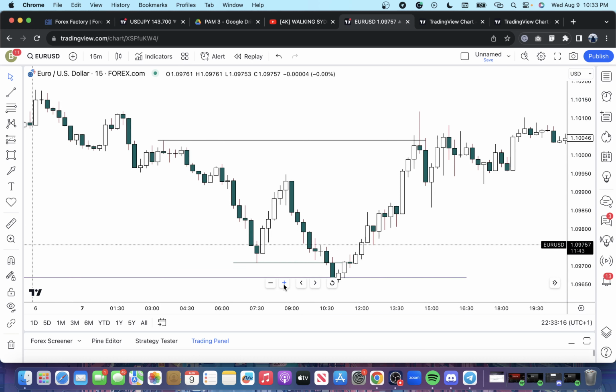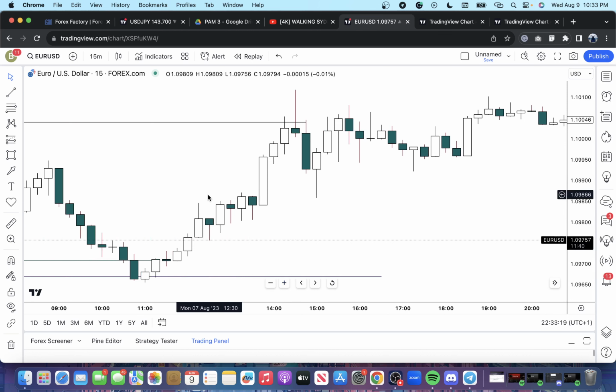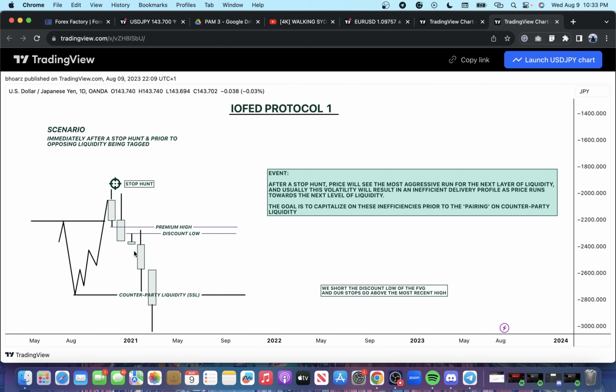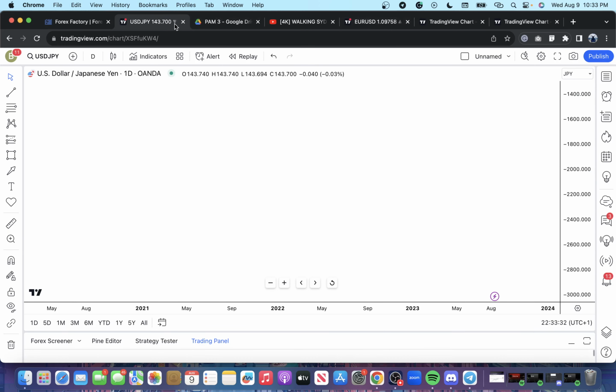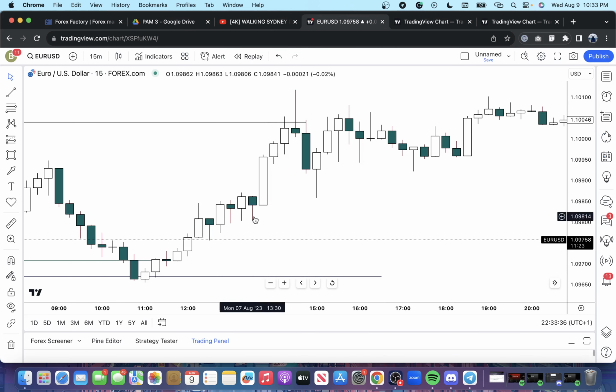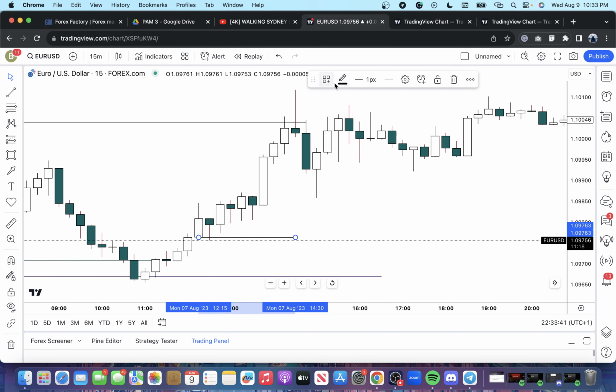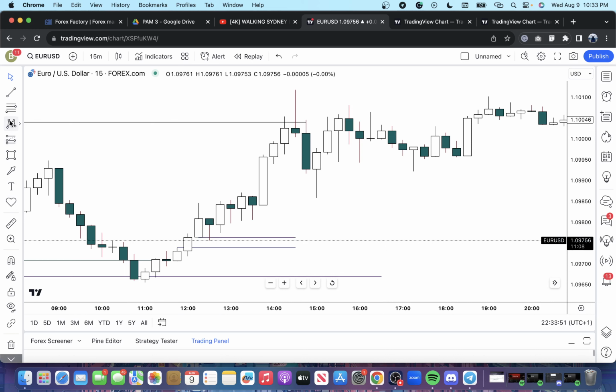So what you see here is displacement, a small little fair value gap here, and again, like the model indicates, you want to sell the discount low in bearish order flow. You want to buy the premium high in bullish order flow. So if we look at our asset, which is euro-dollar, this is the premium high of the fair value gap, and this is the discount low of the fair value gap here. So we buy the premium high of that inefficiency.